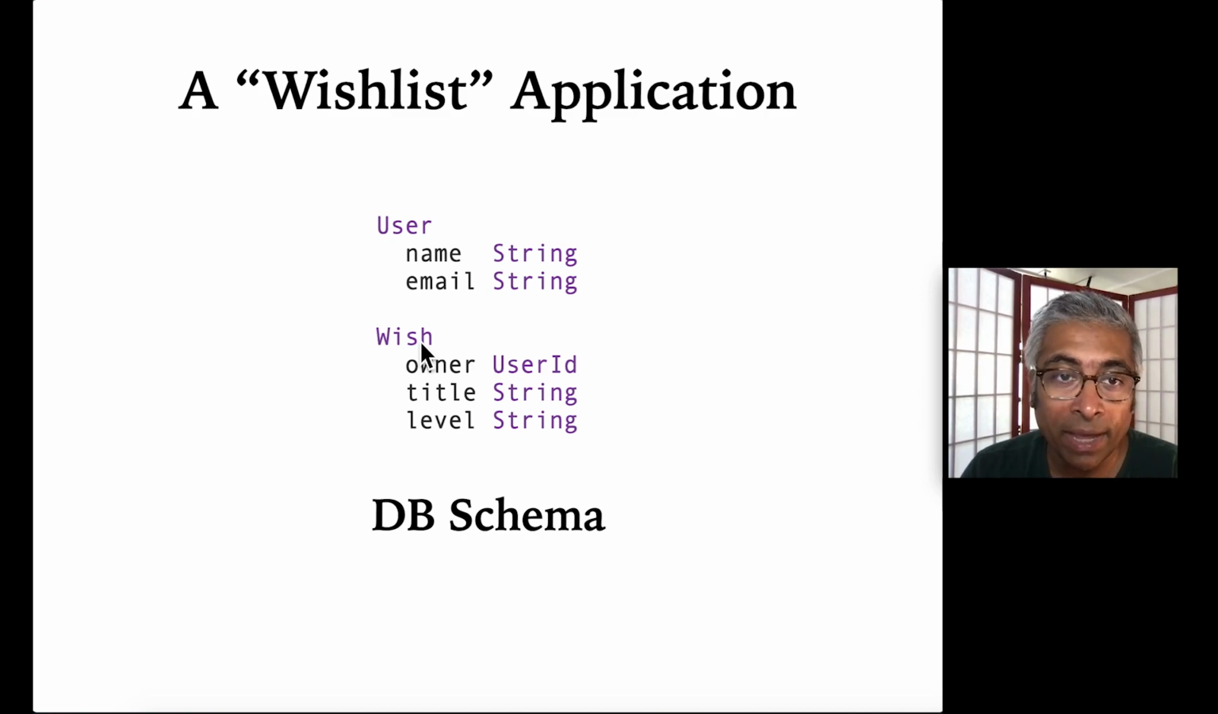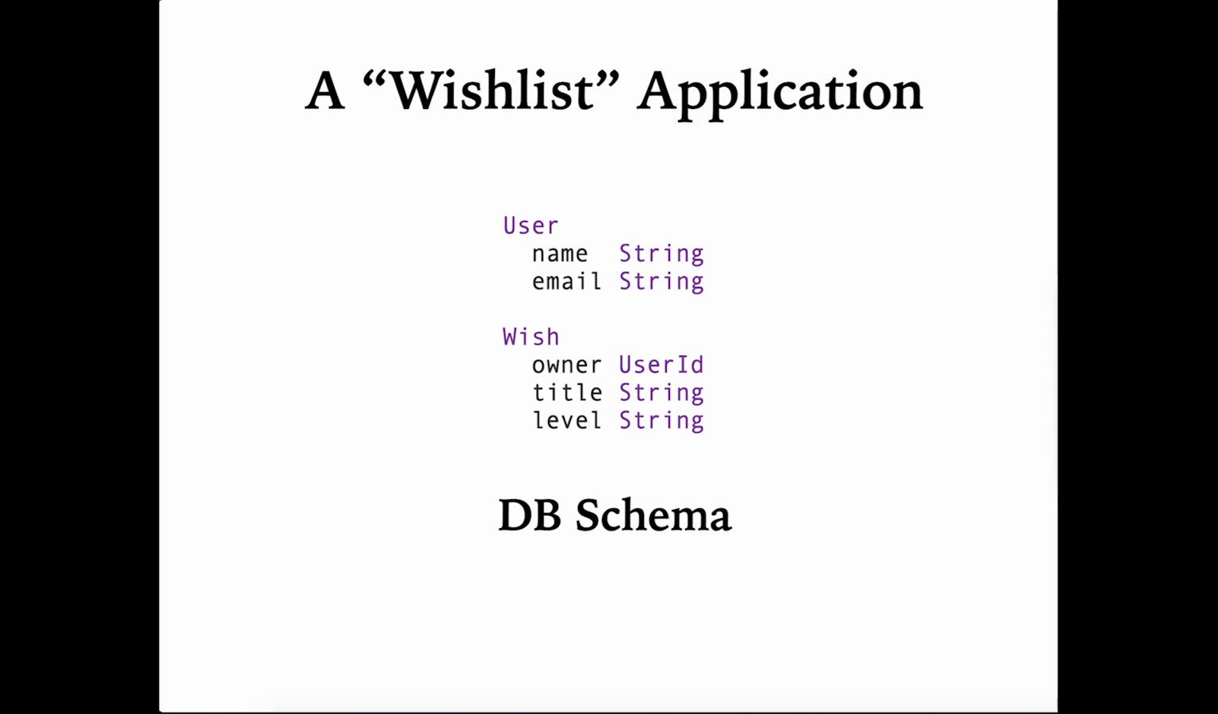And then you might have a separate table that stores wishes. For each wish, we're going to store the owner of that wish, so an ID, a pointer to whoever the user is who owned that wish, a description of that wish, perhaps its title as a string, and perhaps a level which might be public or private, which determines who should be able to see that particular wish.